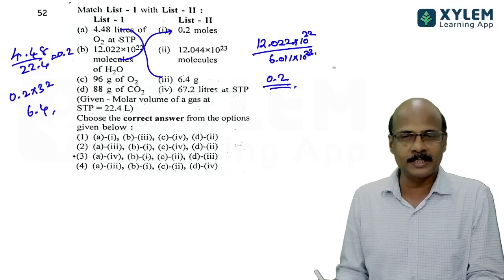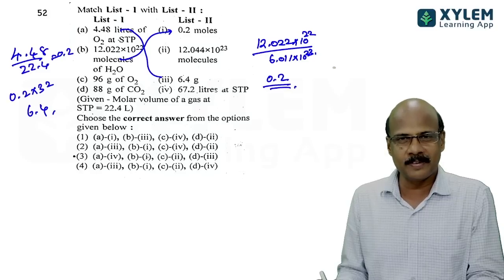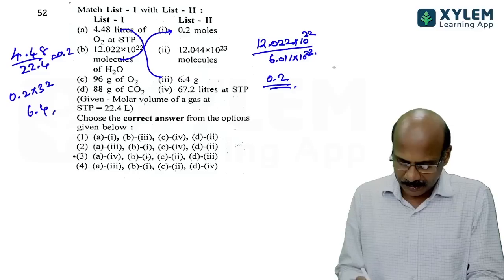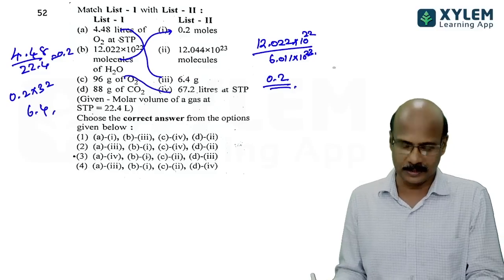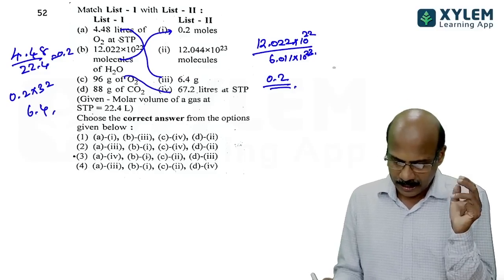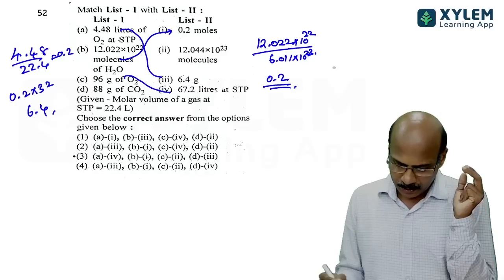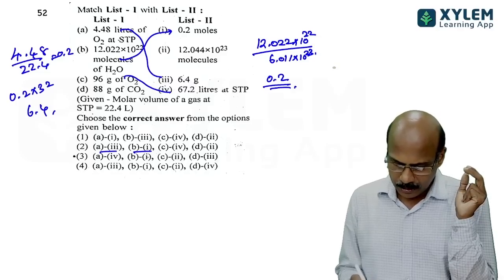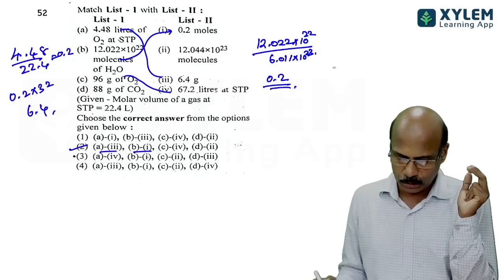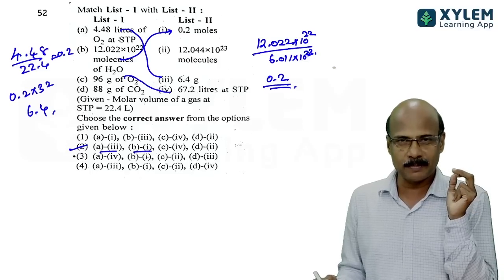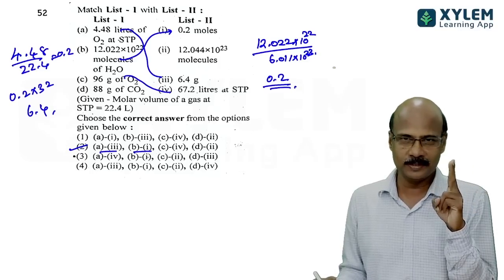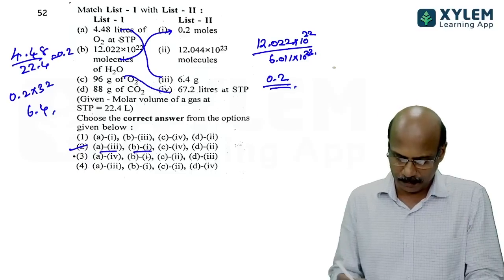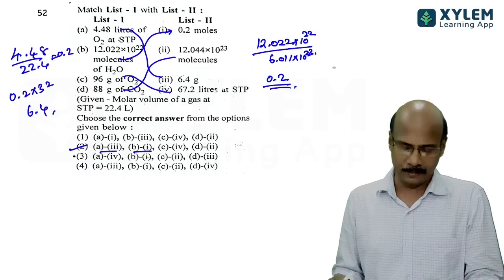So B can be given with 1. What about 96 gram oxygen? 96 divided by 32 means 3 mole oxygen. 3 mole oxygen will occupy 3 into 22.4 liter, that is 67.2 liter. So I can give A3, B1, C4 and D2. Clear? 88 gram CO2 means 2 mole. Send that 2 into Avogadro number, that will give you the second one.